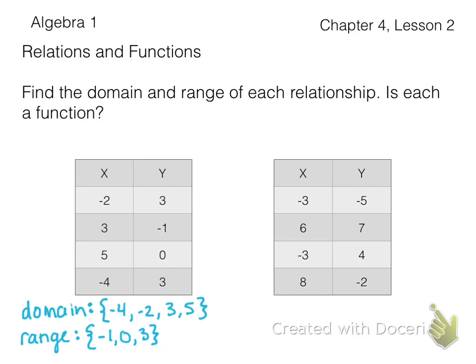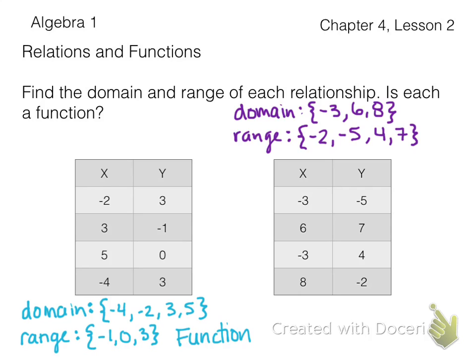So let's go ahead and look at the second one here on the right. We have a domain of -3, 6, and 8. See how I didn't repeat the two -3s. I only wrote it once. And then the range is -2, -5, 4, and 7. So in this case, -3 has two values for y. It has -5 and 4. This means it is not a function, because the x can only have one value of y.